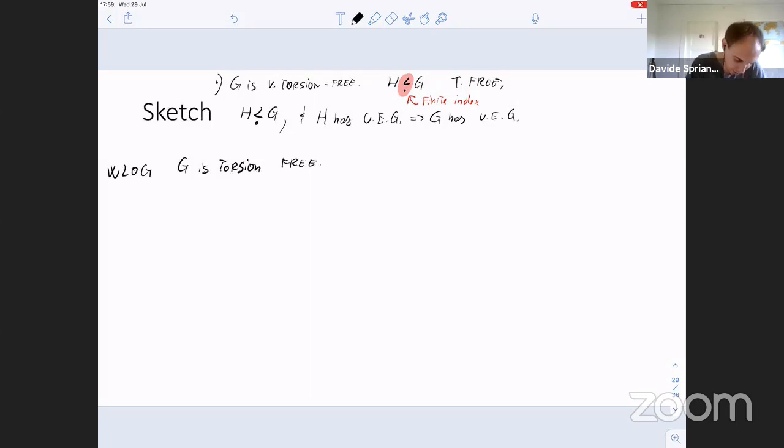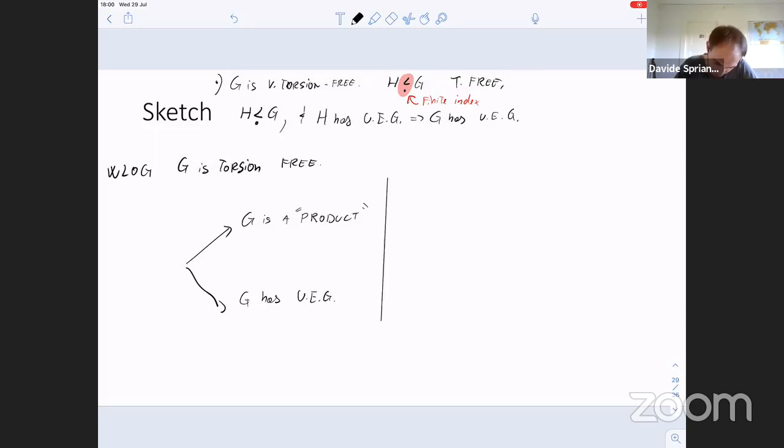Now, if you remember, there were two cases. We were showing that either G is a product or is quasi-isometric to a product where one of the factors is a hyperbolic space, or G has uniform exponential growth. So our strategy is going to be the following. We are going to fix a generating set, called X. And then we are going to show either something happens that allows us to conclude the product.